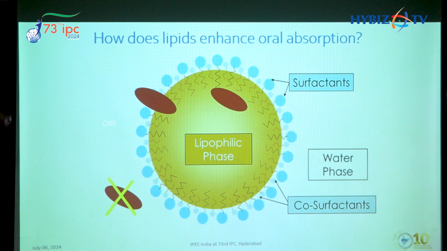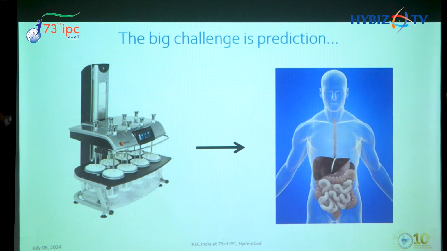Next slide, please. But whatever kind of systems you develop, it is very, very important that your API should have affinity towards this lipid, because then and only then will these systems be able to keep the API in solution. Otherwise, it will result in direct precipitation of the API and your whole effort of developing a lipid-based formulation will go waste. Next slide, please.